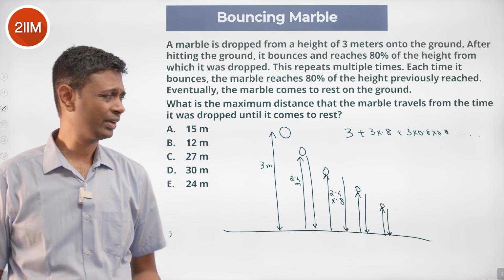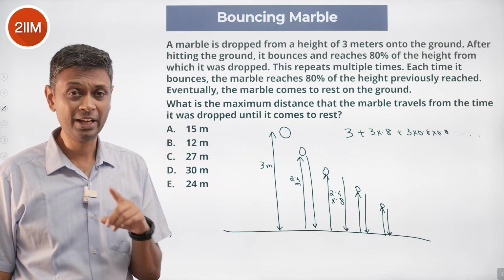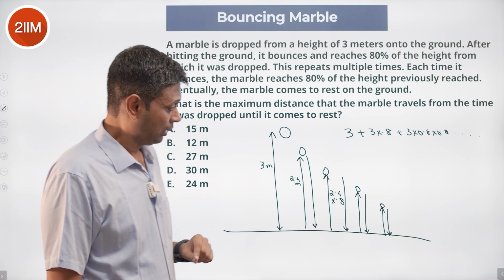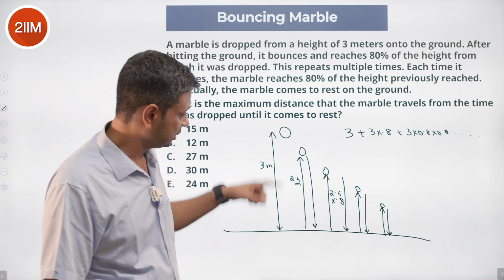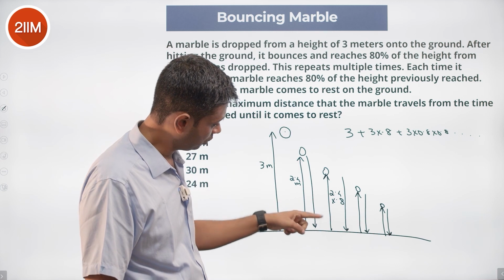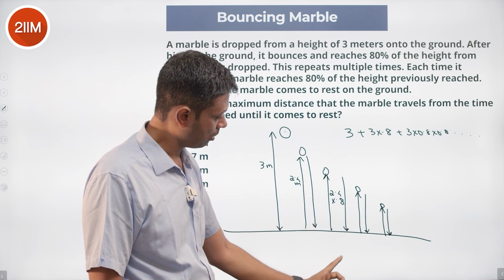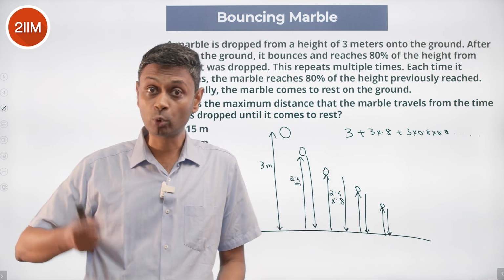We know the formula for that. We add that all up, we get the overall distance. Except, think about the distance the marble travels. It bounces back and goes down, bounces back and goes down, bounces back and goes down. You have to count both of that.